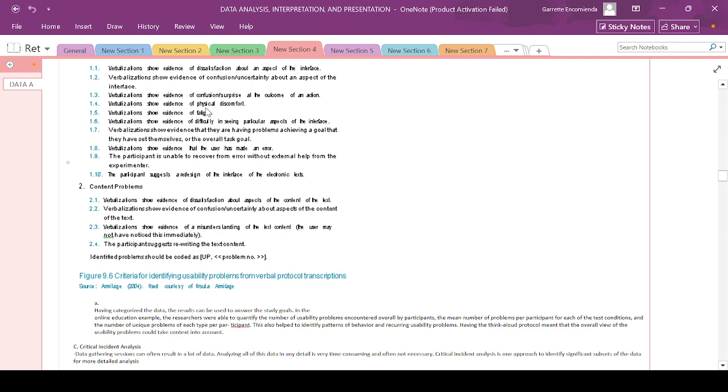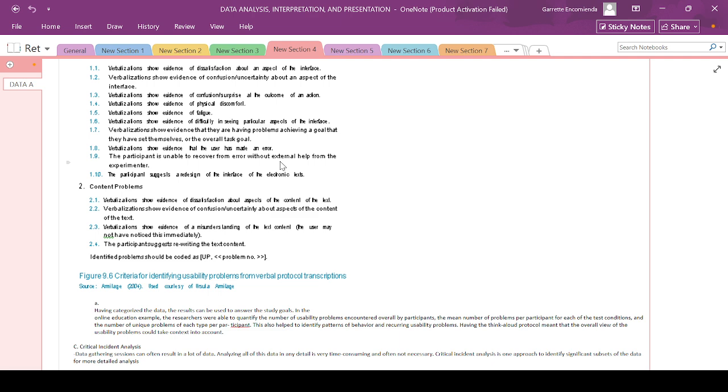Verbalizations show evidence of physical discomfort. It shows evidence of fatigue, evidence of difficulty in seeing particular aspects of the interface. It shows evidence that they are having problems achieving a goal that they have set themselves or the overall task goal. It also shows evidence that the user has made an error. The participant is unable to recover from error without external help from the experimenter. The participant suggests a redesign of the interface of the electronic text.